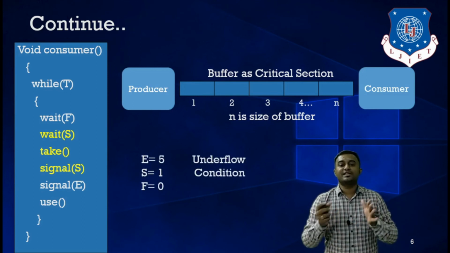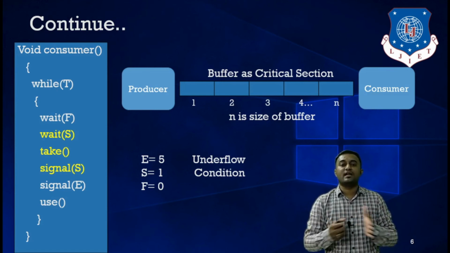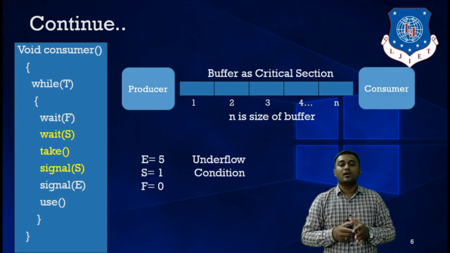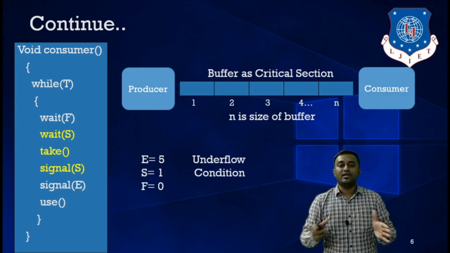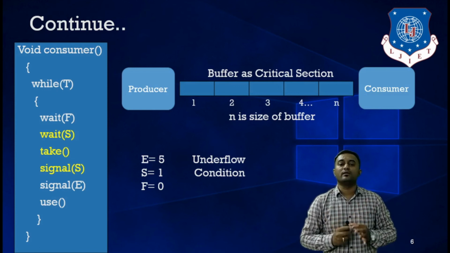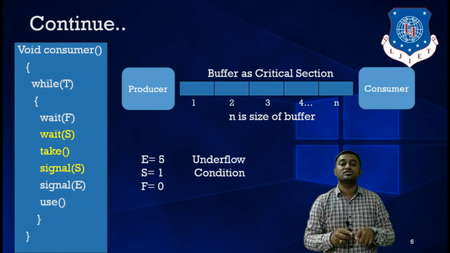So what was the initial condition? As far as the underflow condition is concerned, E is nothing but empty slots. There are 5 empty slots we have, so all are initially empty. So 5 is the value of the E semaphore. S is nothing but 1 and F is nothing but 0. F is nothing but full slots. So there is no full slot.